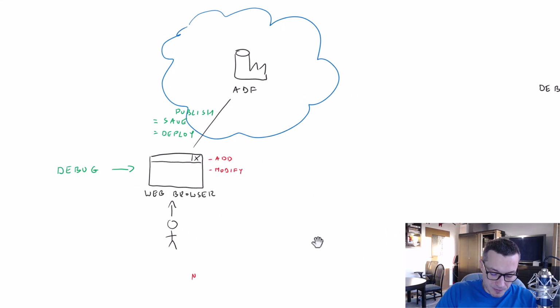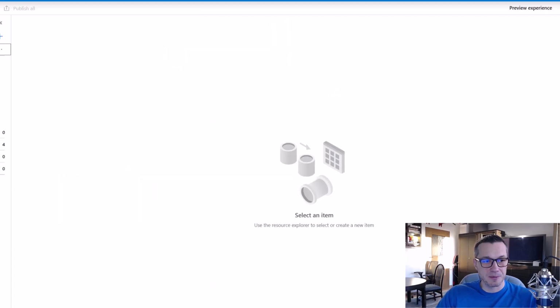So there is no Git integration mode. So that's one thing. The only way to persist our changes is to publish them, which means to deploy them to the Data Factory service.